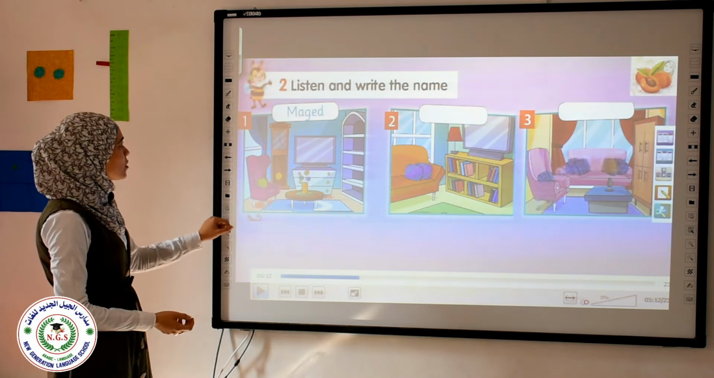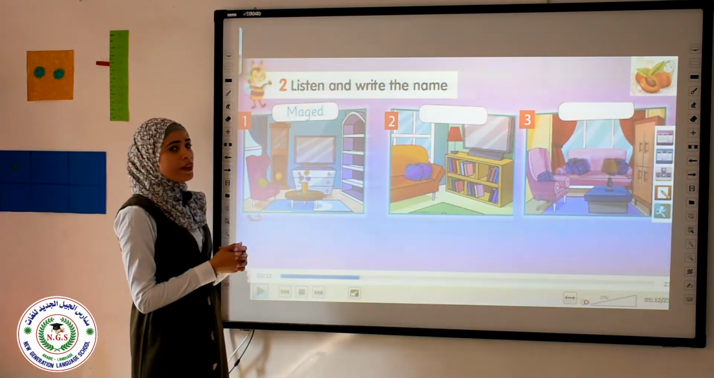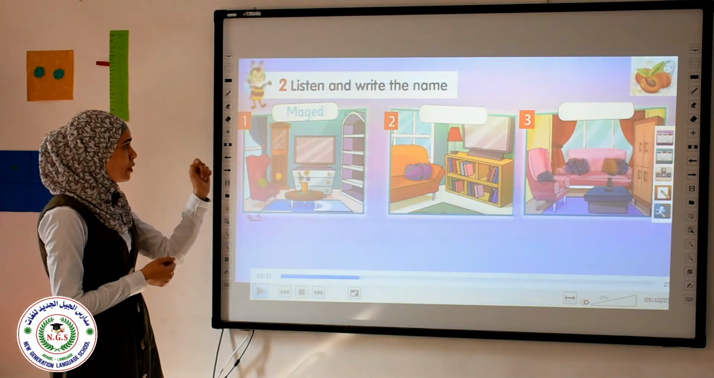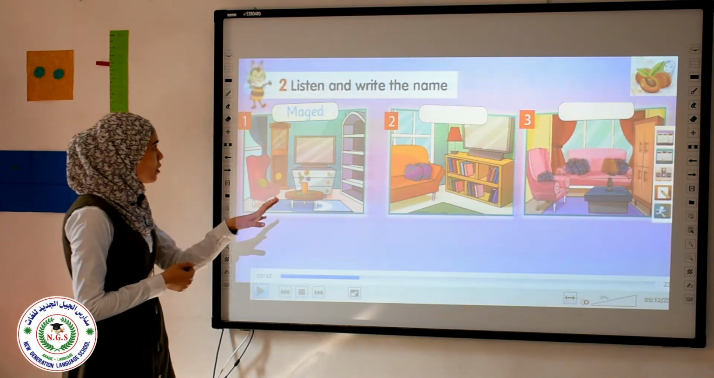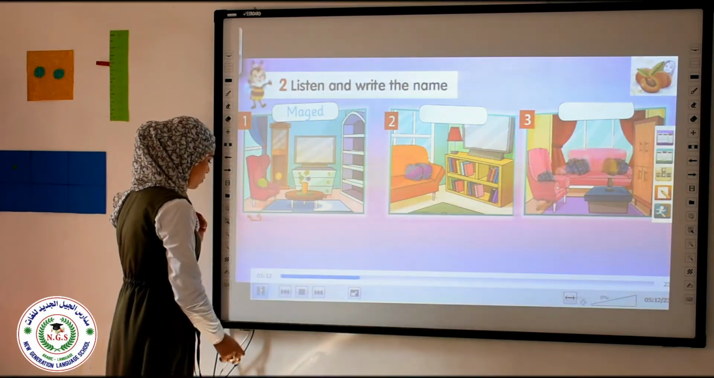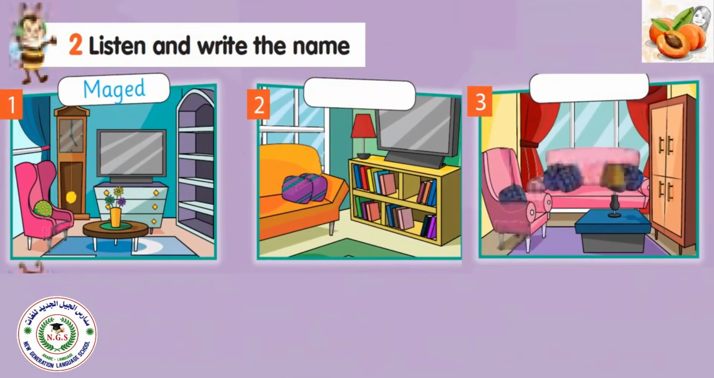Okay, exercise number 2, listen and write the name. We will listen to the extract and write the name of the person. Exercise 2. Listen and write the name.